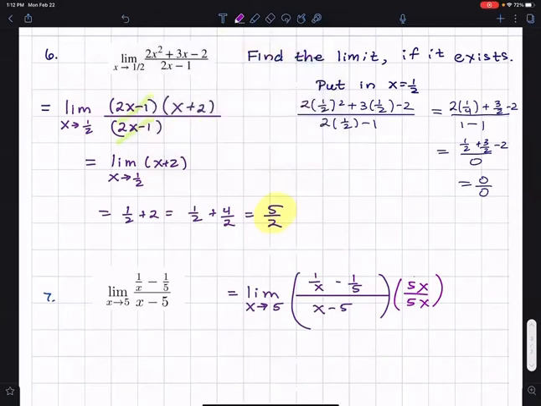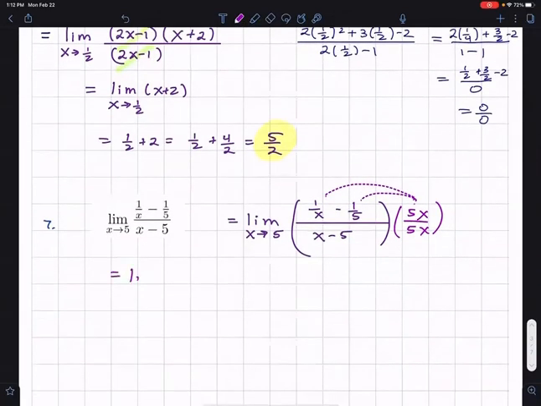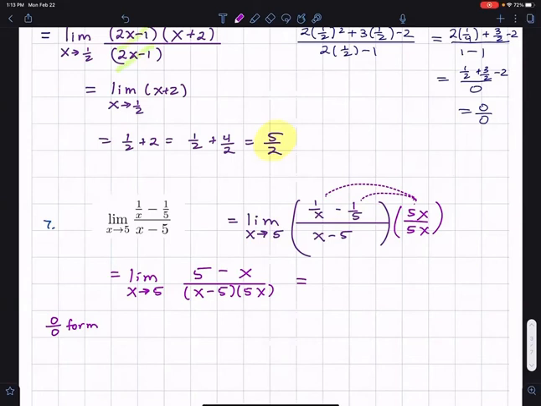Then we'll multiply that using the distributive property in the numerator, and we get the limit as x approaches 5 of 1 over x times 5x makes 5, and 1/5 times 5x makes -x. The denominator, I'm not going to multiply through. By the way, by inspection, if you put in x equals 5, you get 0 in the numerator and 0 in the denominator. And then we see 5 minus x and x minus 5 look so similar, but they're not exactly the same.